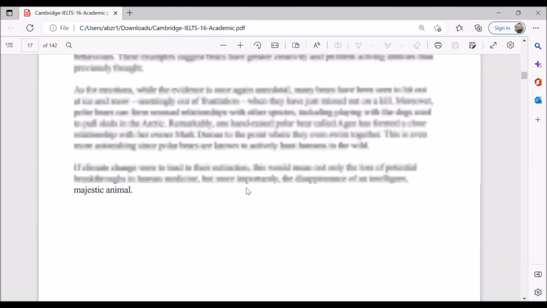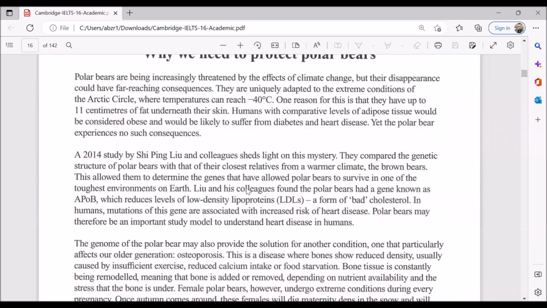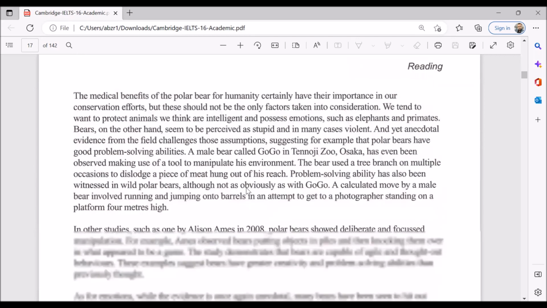Let's look for this type of information in paragraph number 2. As you can see, we have given the answer to question number 2 from the first 2 lines. Let's move on. This allowed them to determine the genes that have allowed polar bear to survive in one of the toughest environments on earth. Liu and his colleagues found the polar bear had a gene known as APOB, which reduces levels of low density lipoproteins, a form of bad cholesterol in humans. Mutation. Polar bears may therefore be an important study model to understand. They did not mention anything about the first researcher. They just mentioned a 2014 study by Shi Peng Liu and colleagues that shed light on the mystery. They did not mention the first researcher.